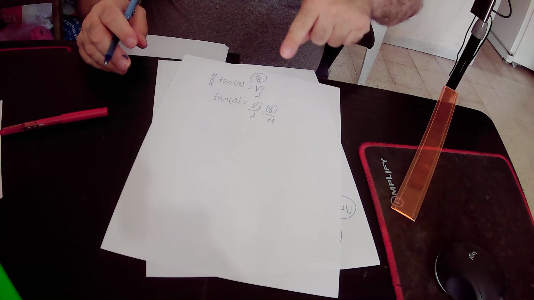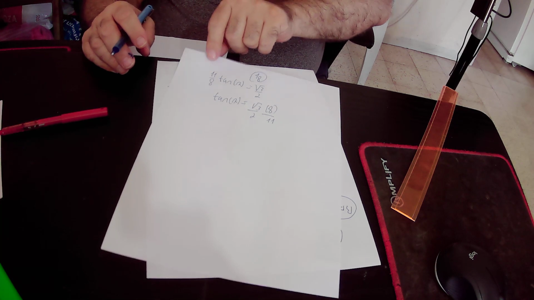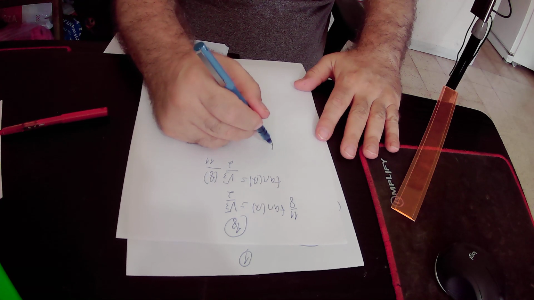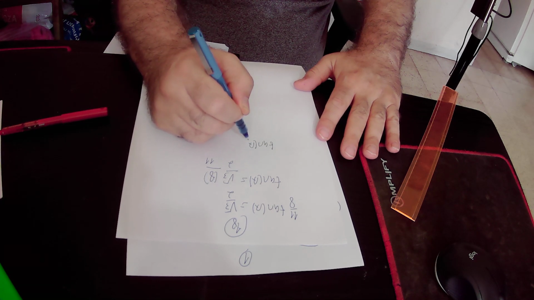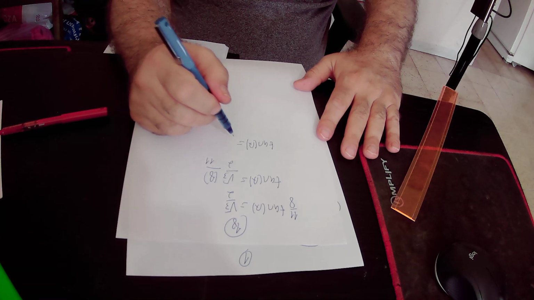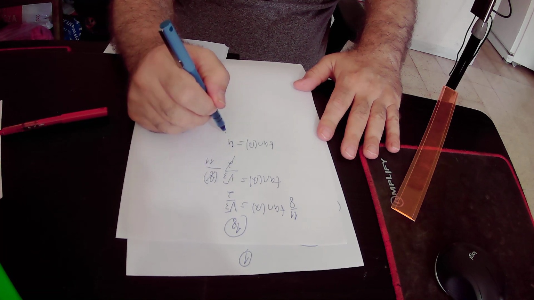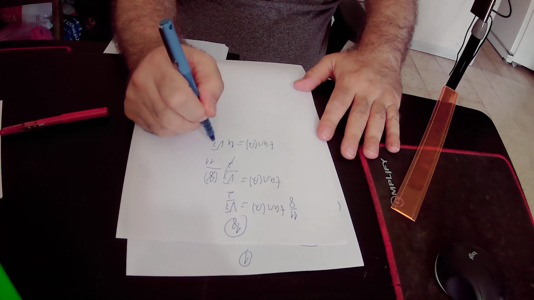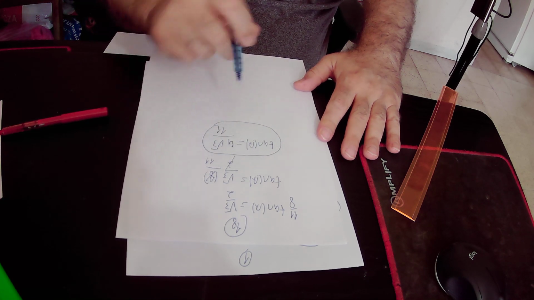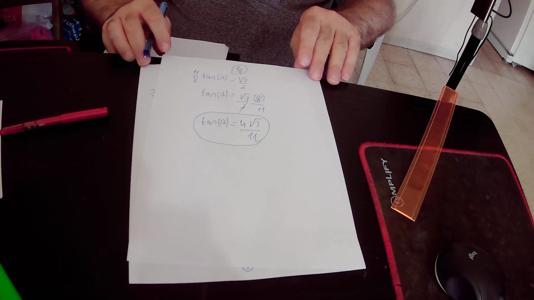So here 8 over 2 is 4, so I write it down. We get that tangent q equals 4 times root 3 over 11. Okay, we found out the value of tangent q. It equals 4 times root 3 over 11.